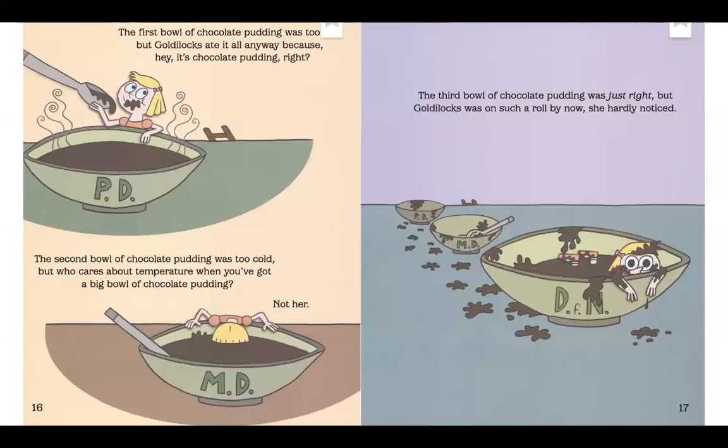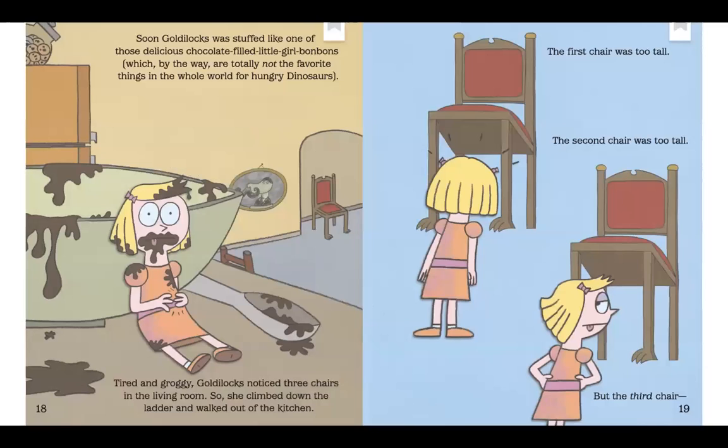Okay. The first bowl of chocolate pudding was too hot, but Goldilocks ate it all anyway because, hey, it's chocolate pudding, right? The second bowl of chocolate pudding was too cold, but who cares about temperature when it's just a big bowl of chocolate pudding? Not her. The third bowl of chocolate pudding was just right, but Goldilocks was on such a roll by now, she hardly noticed. Soon Goldilocks was stuffed like one of those delicious chocolate-filled little girl bonbons, which, by the way, are totally not the favorite things in the whole world for hungry dinosaurs.